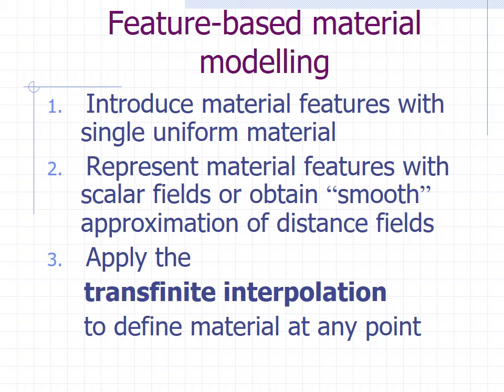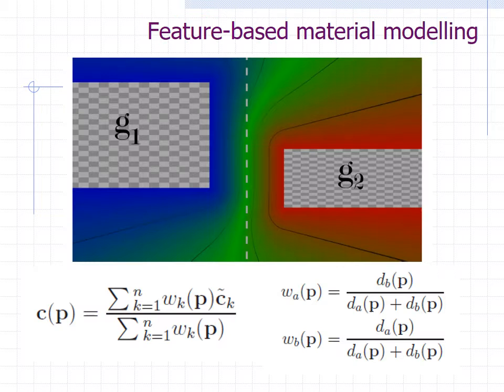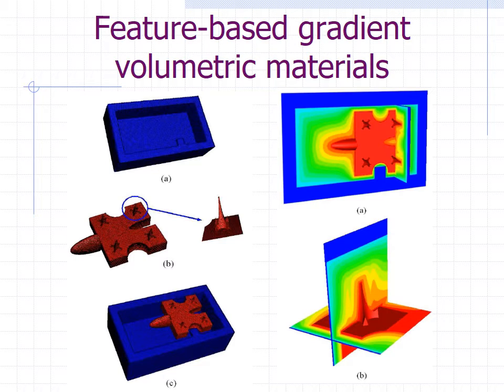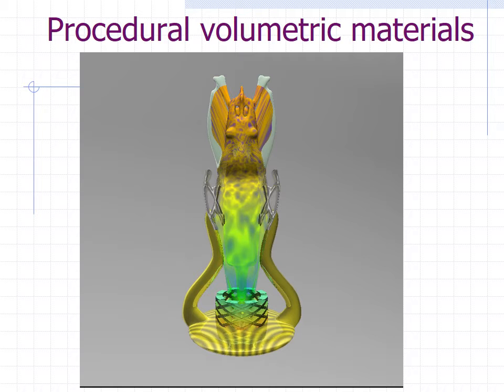Next approach is feature-based material modeling. In this method, we introduce material features with single uniform material, represent material features with scalar fields or obtain smooth approximation of distance fields. Apply the transfinite interpolation to define material at any point. The weight functions are used for calculating the influence of each material function in the point P. The weighted summation of the materials participating for the given point is used. Here is an example of the feature-based gradient volumetric materials. The next approach is procedural volumetric materials.